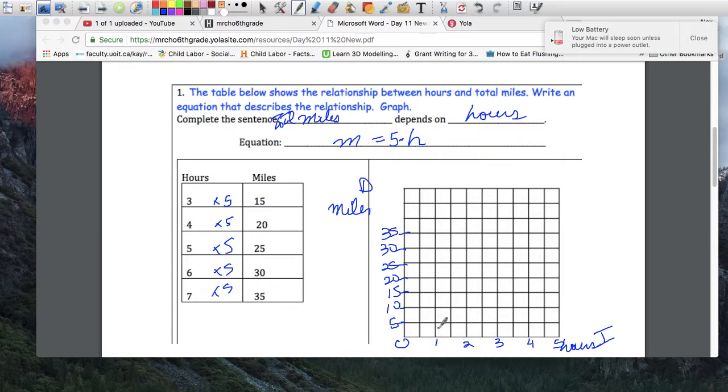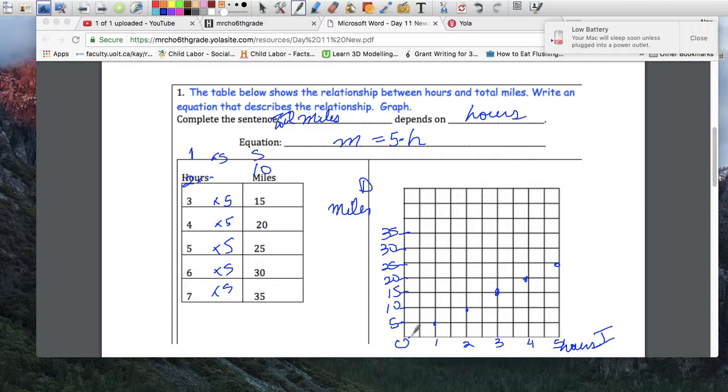I don't know what 1 hour is because they don't tell you, but 3 hours I know is 15. 4 hours is 20. 5 hours is 25. 2 hours will be 10, and 1 hour will be 5. We can work backwards, so you can actually create a table here. 2 hours times 5 will give you 10, and 1 hour times 5 will give you 5. You can work backwards on your table as well.